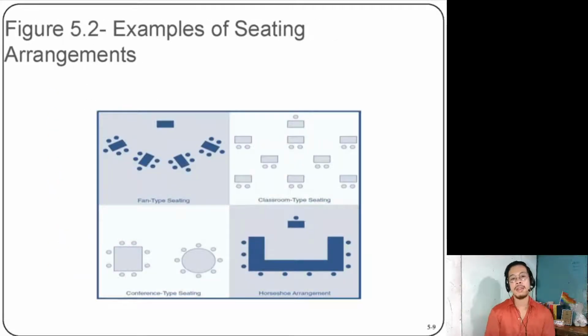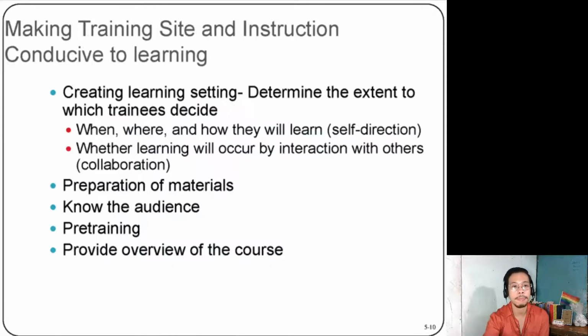So these are examples of seating arrangement in Figure 5.2. So you can see there are several seating arrangements. We have the fan type seating, classroom type seating, horseshoe arrangement, and the conference type seating. So there's a lot, but since we are now in a virtual training, this might not be applicable as of this time.